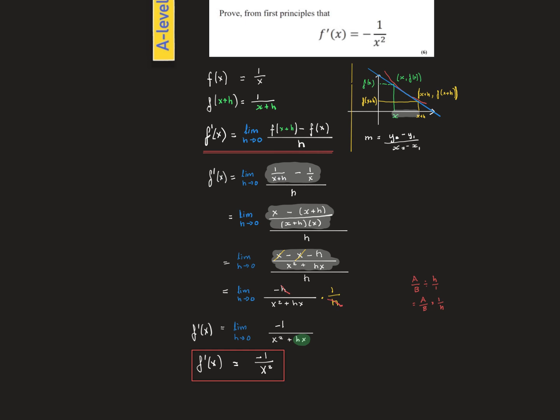So there are 6 marks over here, and the 6 marks will come from 1, 2, 3, 4, 5, 6. These particular equations and this method over here, which goes all the way up to here.